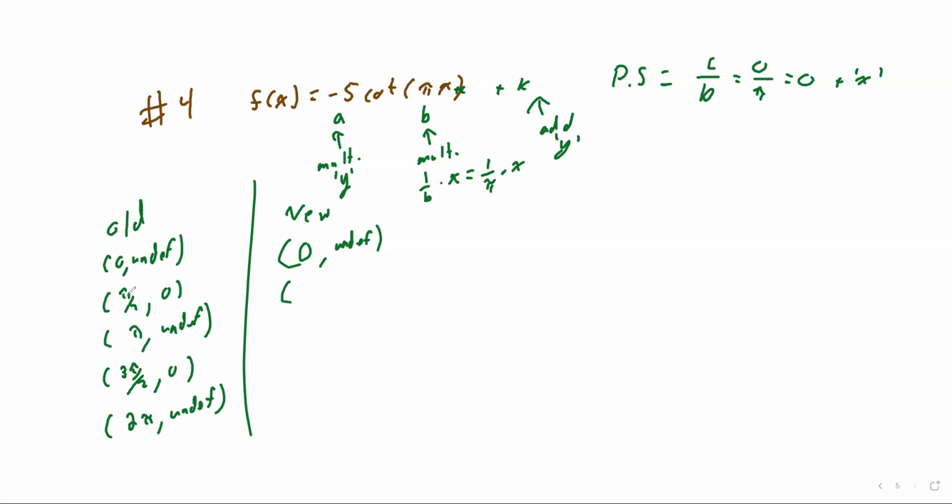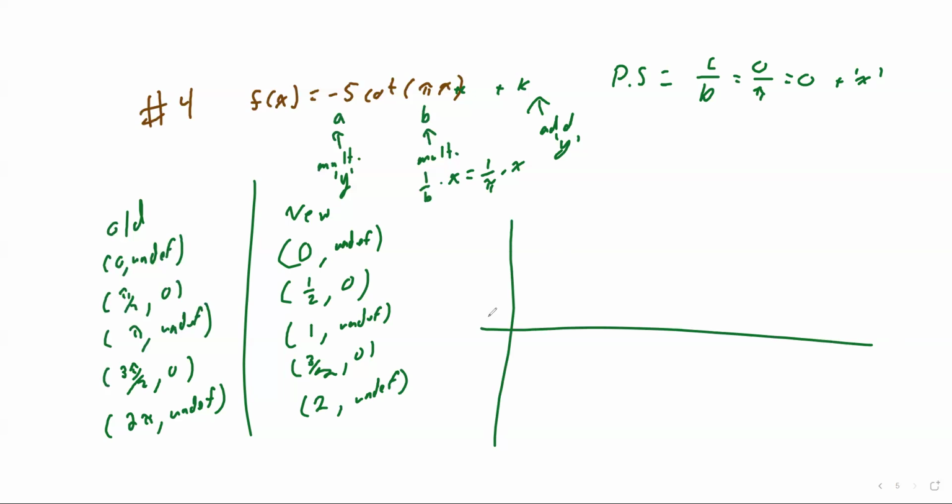All right, so here we go. Pi halves times 1 over pi would basically just be 1/2. 0 times -5 would just be 0. And then we go through that same process. So this would be 1, undefined. This would be 3/2, 0. And then this would be 2, and then undefined. And then we just got to pick the correct graph.